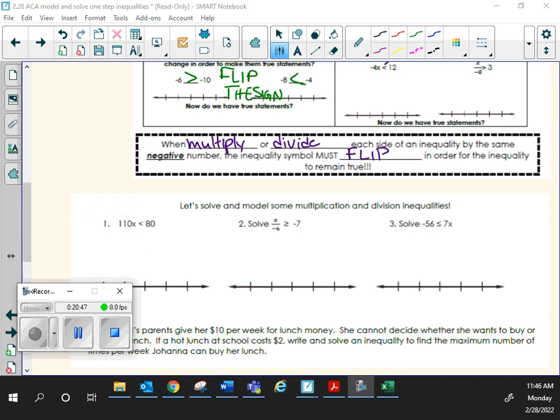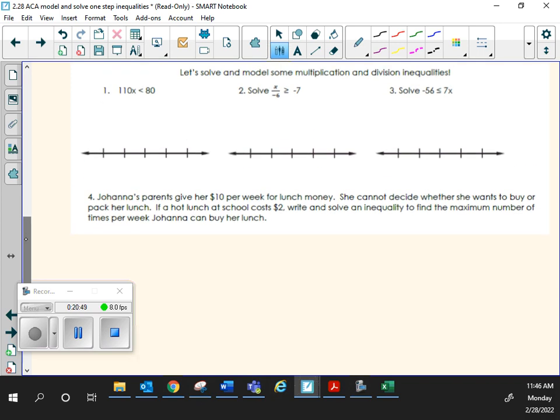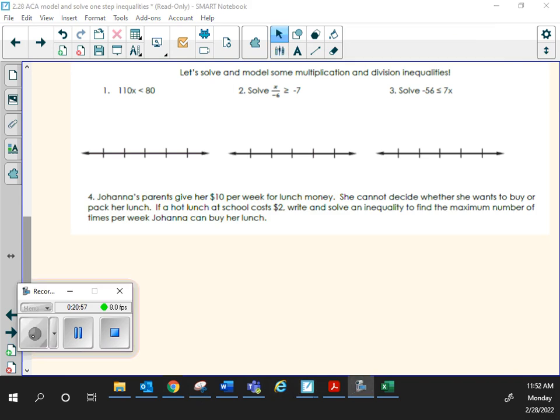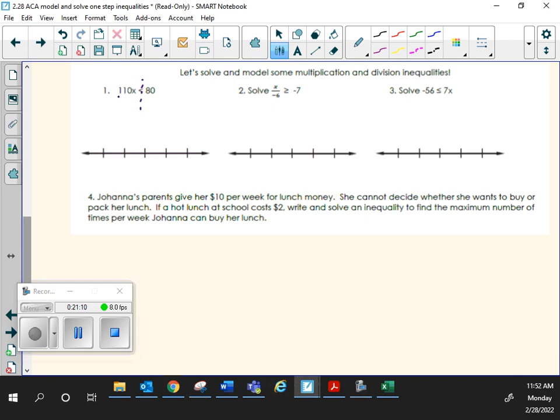All right, so open up the packet. You're going to see these 4 problems. Try them out. Work at your desk, check with a partner. If you ever get stuck, just say what's happening, what undoes it. Okay, in number 1, what is happening? We undo it with division. Okay, undo it by dividing by 110.